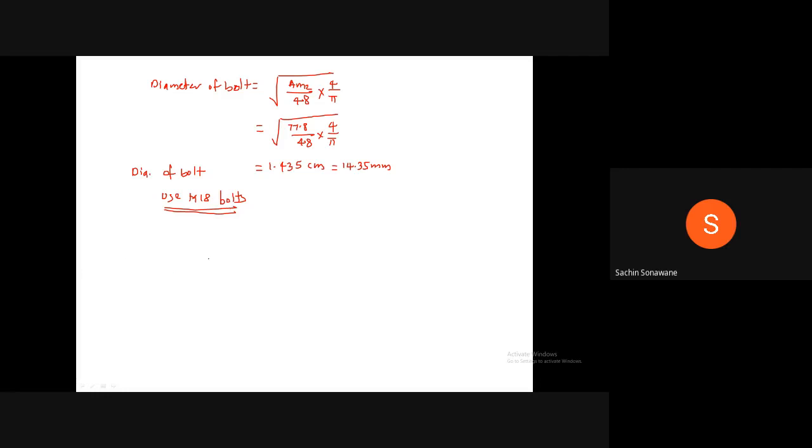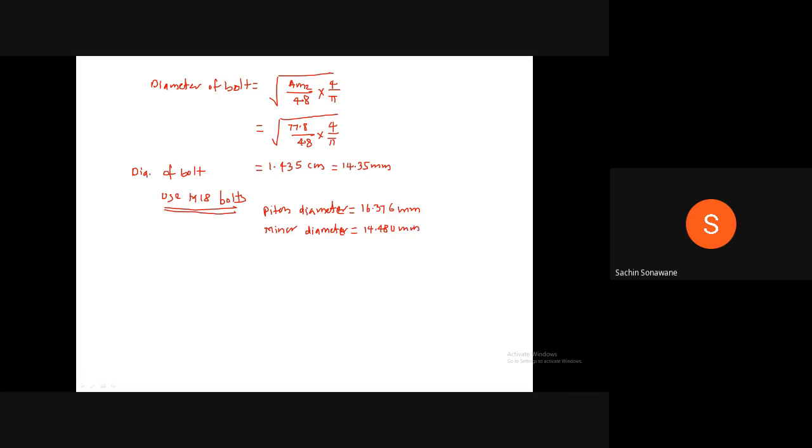Therefore, its pitch diameter is equal to 16.376 mm. Minor diameter is equal to 14.480 mm.